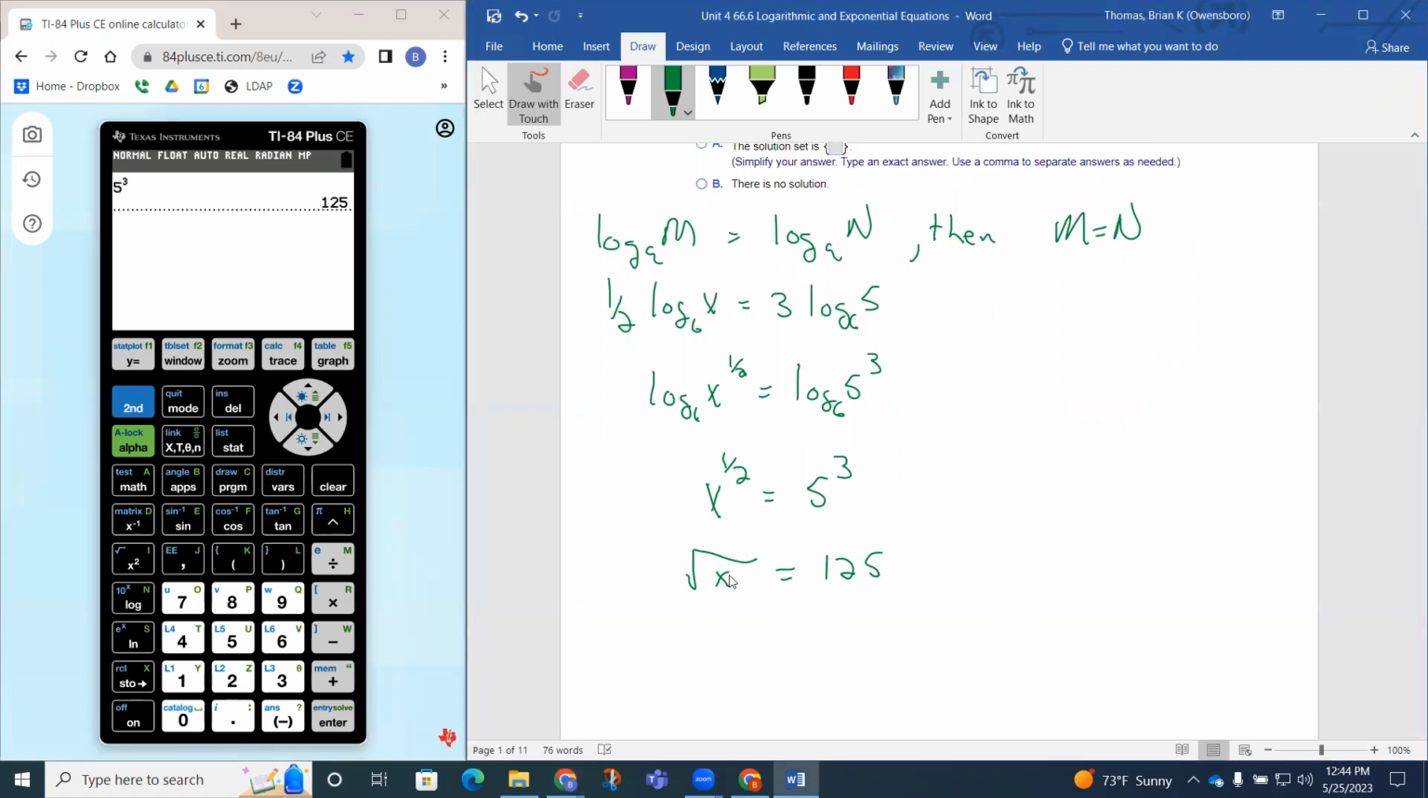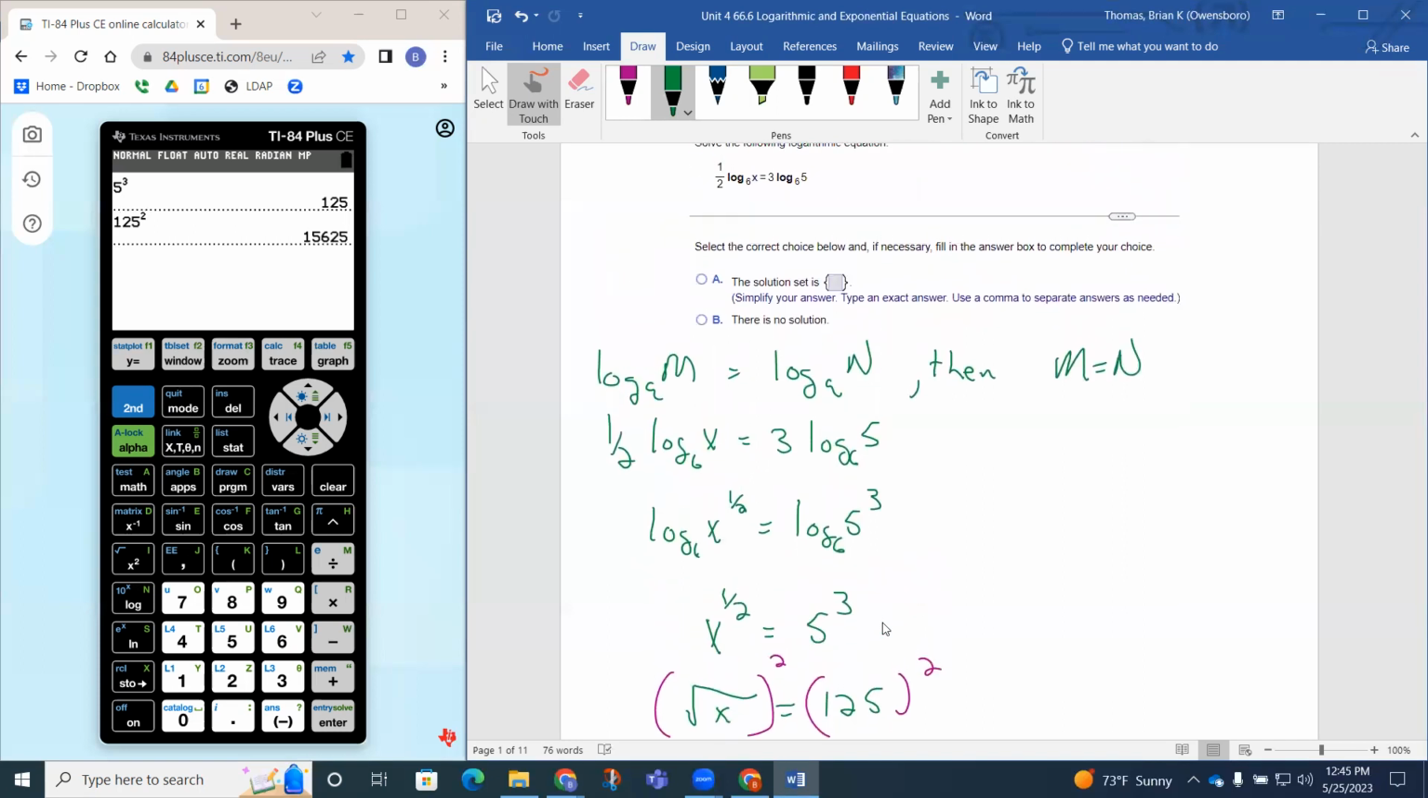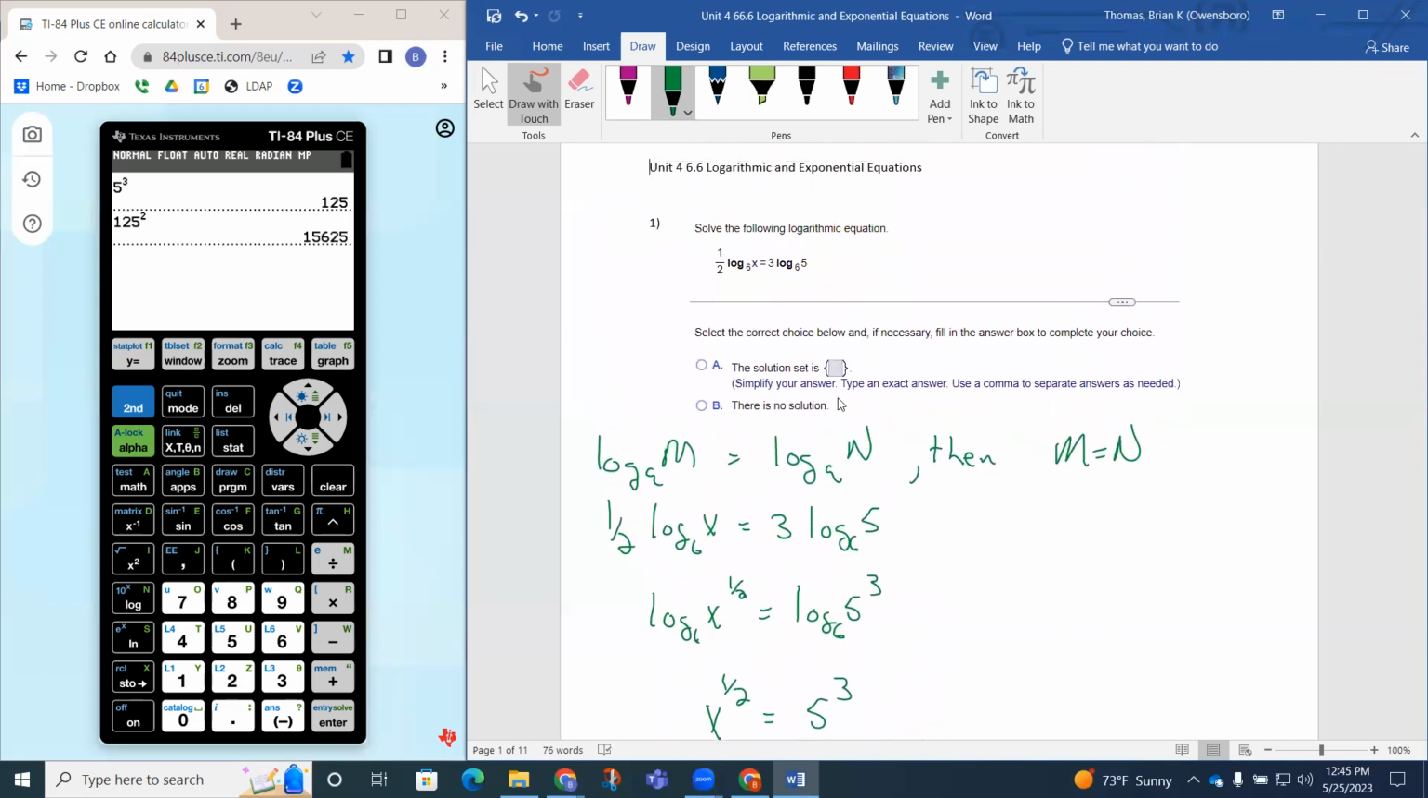So the question is, how do we get rid of the square root symbol? Well, the inverse of square root is squaring. So if I square this side, I have to square this side to keep them equivalent. Since these are inverse operations, they cancel out and leave just the x. Then all I have to figure out is what is 125 squared. It's going to be 15,625. So x would have to be 15,625. That's my solution set. So there is a solution.